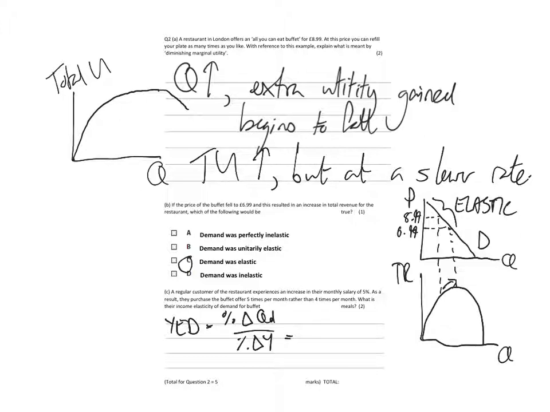We know that income has risen by 5%. The percentage change in quantity demanded, well, it's an increase of 1 buffet per month from an original consumption level of 4, so that's a 25% increase, and so the YED value comes out at 5.